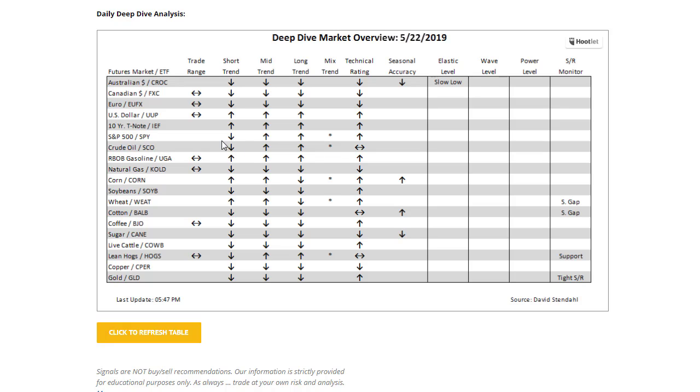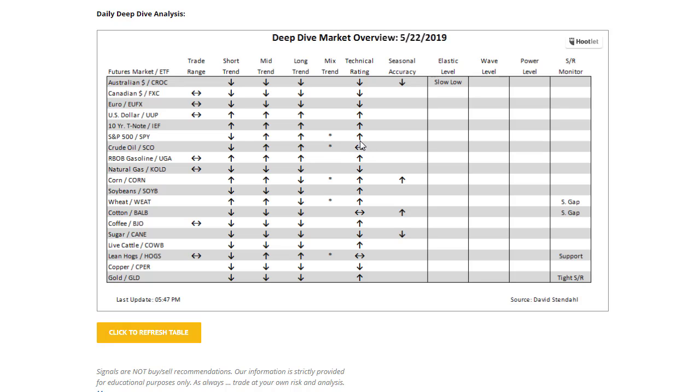Now, what we have here is a mixed trend. This little asterisk represents when there are differences in the different types of trends between the short, the middle, and the long-term trends that are out there. When we don't have the asterisks, as you can see with a number of the markets, it simply means they have a strong trend, whether to the upside or to the downside. But with Crude, we've got a little bit of a mixture here.